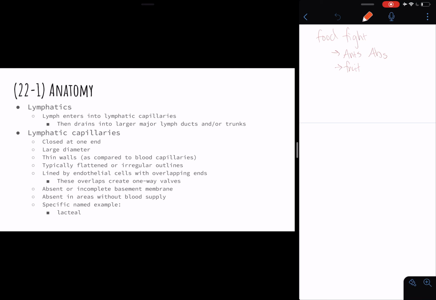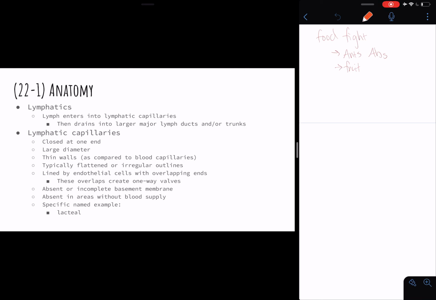The lymphatic capillaries themselves are going to have a pretty large diameter and thin walls. Relatively speaking to blood capillaries, they'll be a little bit larger and a little bit thinner. They're typically flat or irregularly shaped, which is similar to the veins, but the veins still have a little bit of smooth muscle and they still have a little bit of shape to them versus the lymphatics. If there's no lymph in there, then they're just completely flat, not doing anything.